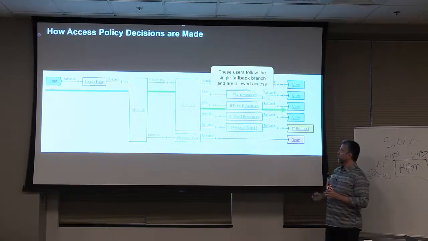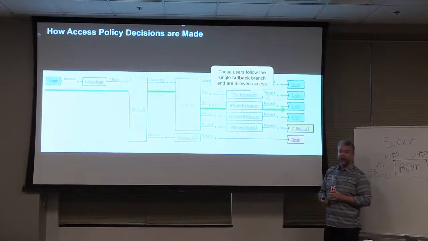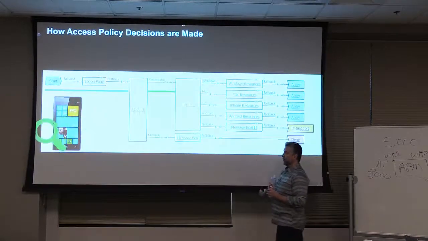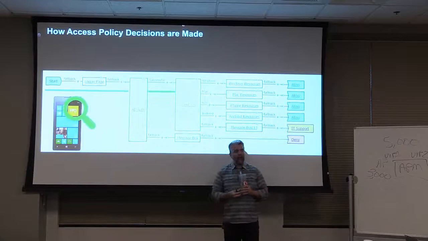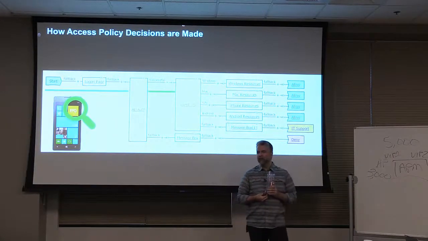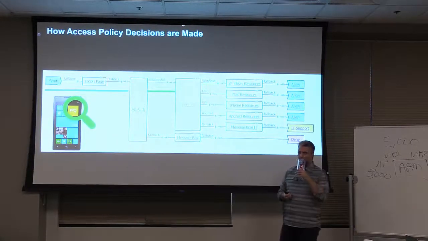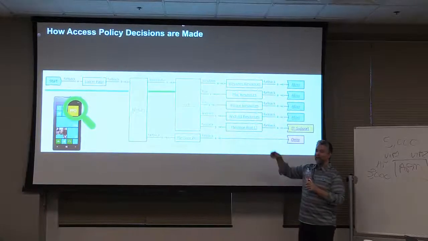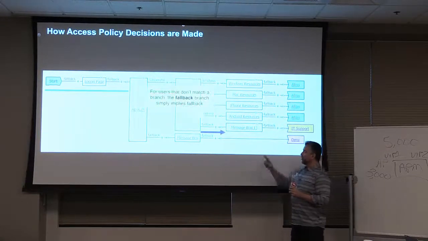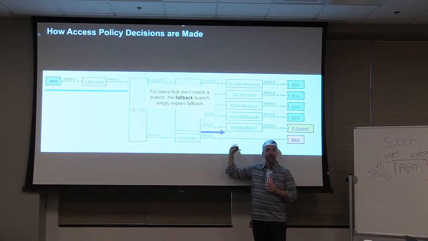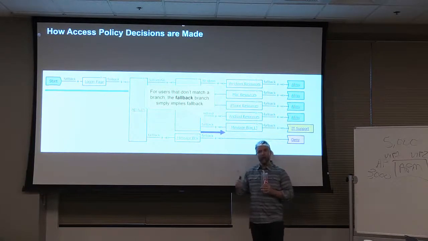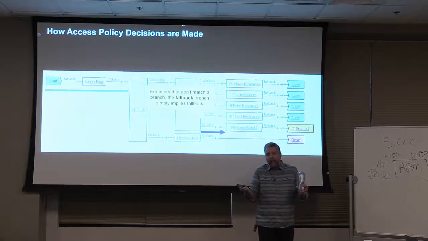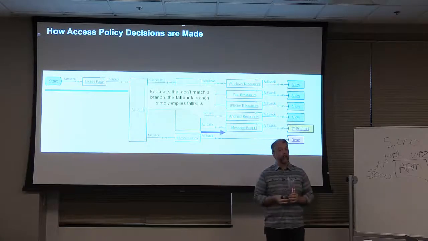So all of my iPhone users are going to get their resources and then they're allowed access. In this case, we're going to scan this device, and this user is using one of those strange things called a Windows phone. Well, I don't have a branch for a Windows phone. So in this case, more often than not, the fallback branch doesn't signify a failure. It just means they didn't match one of the branches up above.